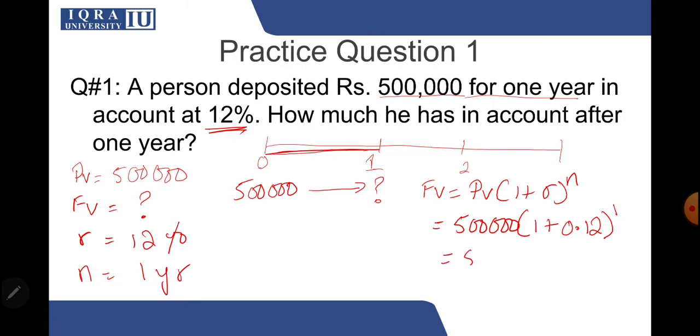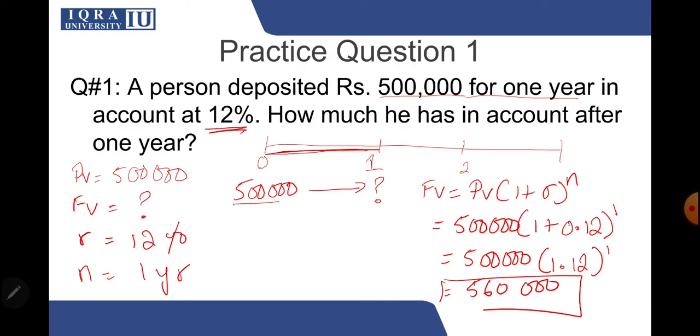So if you calculate this, this will be 1.12, and 560,000 is your future value. So if you deposit 500,000, 1 year later it will become 560,000 because it is invested at the 12% interest rate.